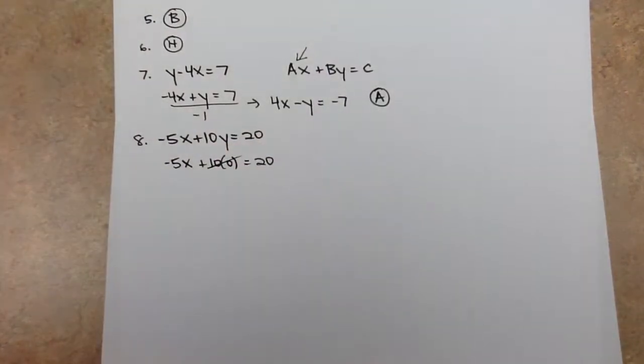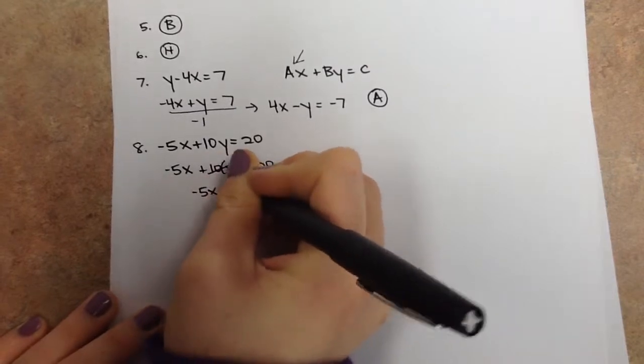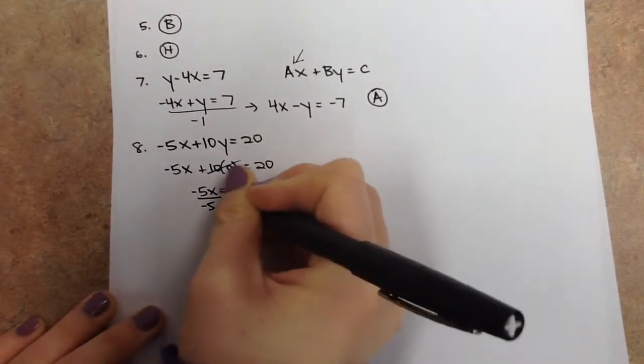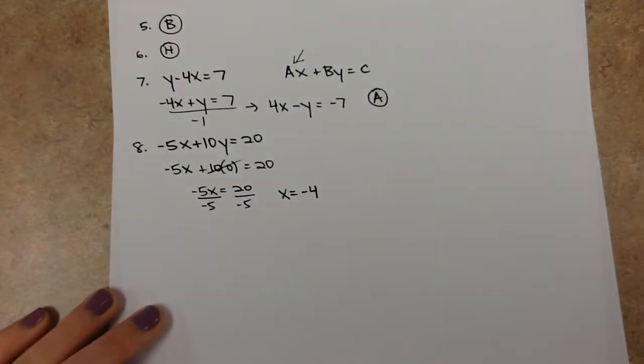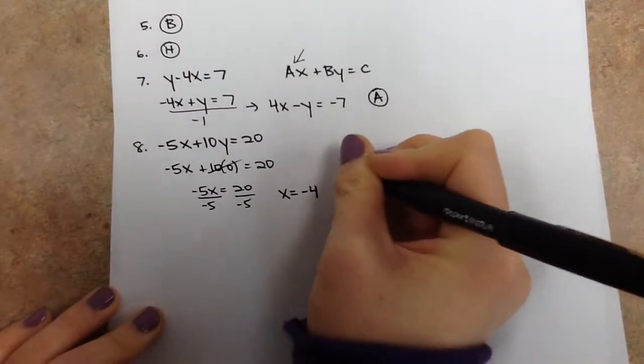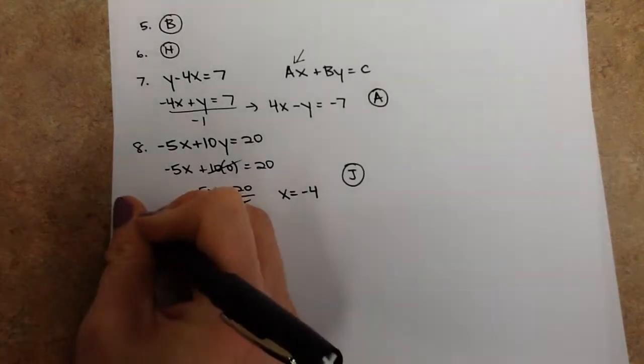So this term is just 0. So I've got -5x equals 20. So I divide both sides by -5. Okay, so I end up with x equals -4. All right, and -4 is letter J. So it works the same way for y-intercept, except just the opposite. For a y-intercept, you would plug in 0 for x and then solve for y.